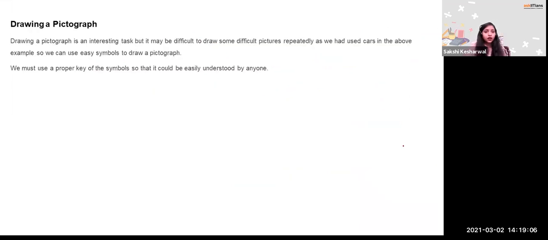Okay. Now, how do you draw the pictograph? Drawing a pictograph is an interesting task, but it may be difficult and cumbersome to draw difficult pictures repeatedly, as in the above example. So we use easy symbols for drawing. You draw a circle, stars, a heart, a rectangle, whatever you feel like. We must use a proper key for the symbol so that it is easily understandable to everyone. So always please write the key. Key is a very important thing, right?